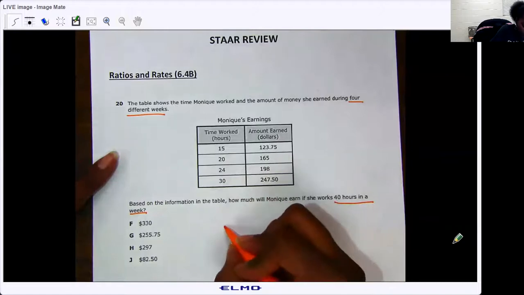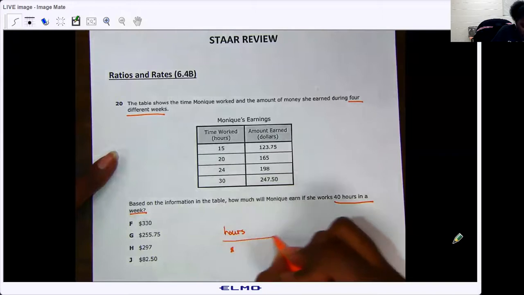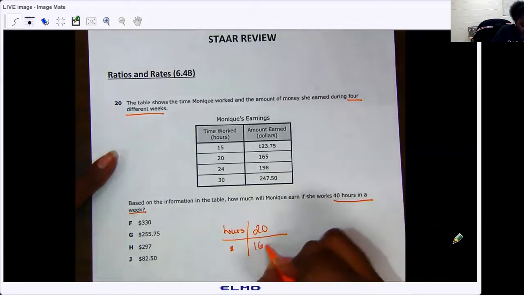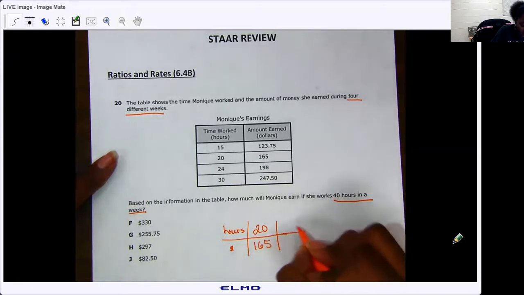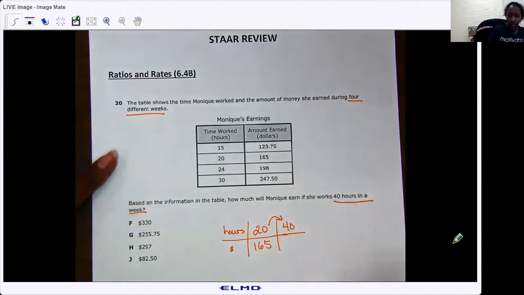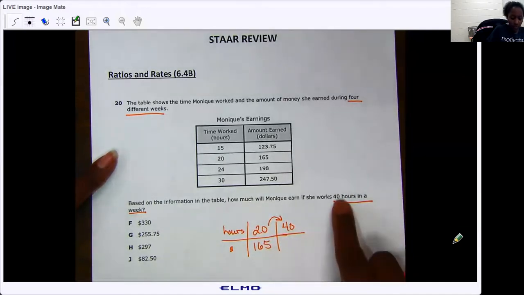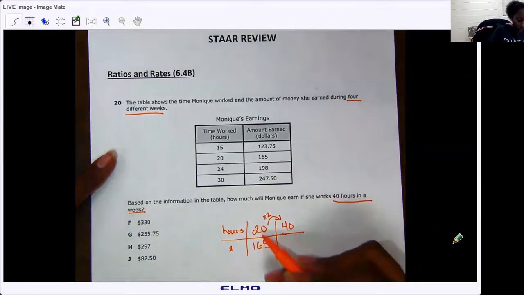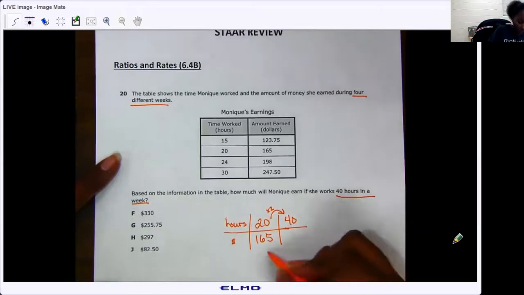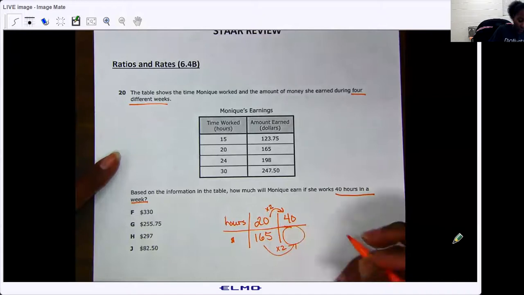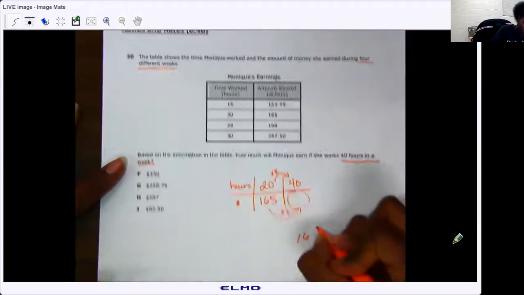If I worked 20 hours and I got $165, what can I do to get to 40? What can I do to this 20 to get to 40, which is what we want? If you see that you can multiply by 2, you are correct. 2 times 20 will give us 40. So if we do times 2 at the bottom, that should tell us how much she earned. So let's go ahead and work that out.